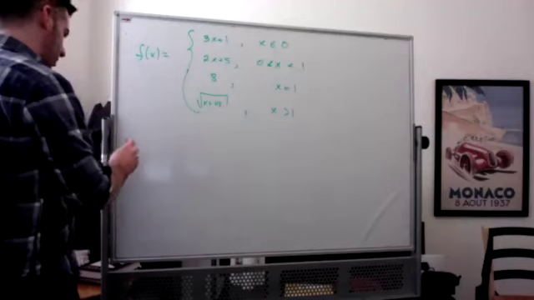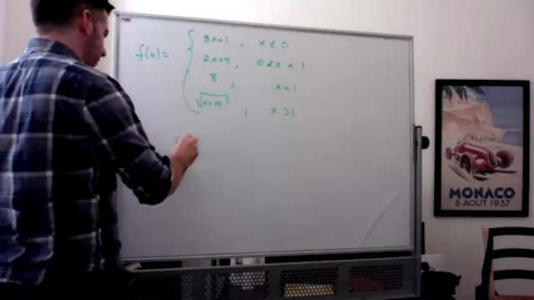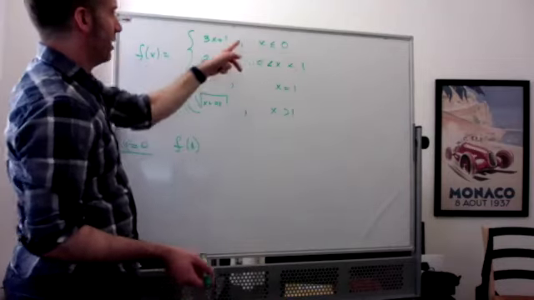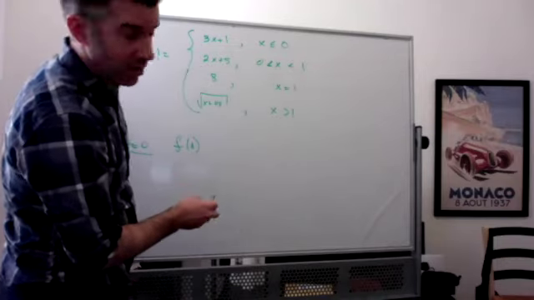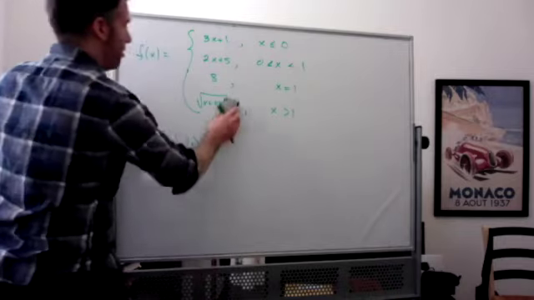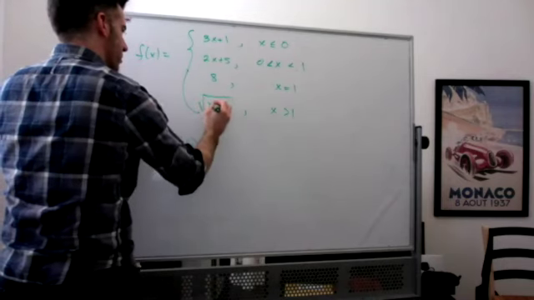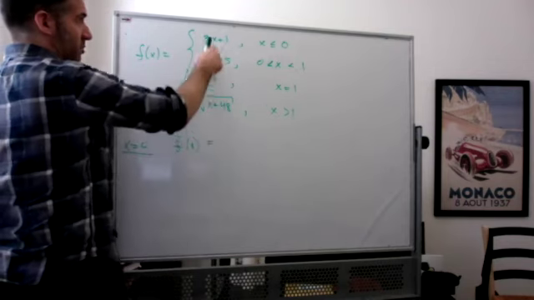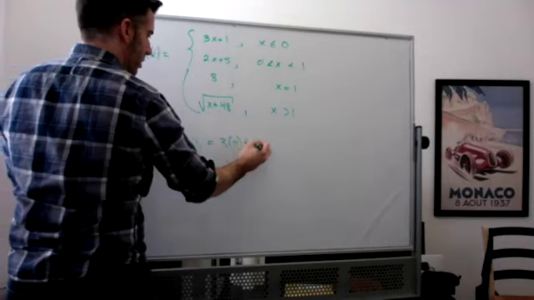So let's talk about 0. What's f of 0? Well, for f of 0, I look at where x is equal to 0, and then I use the corresponding piece of the function. So for f of 0, I'm going to pick this piece of the function, go for x is equal to 0, and you get 3 times 0 plus 1, which is 1.